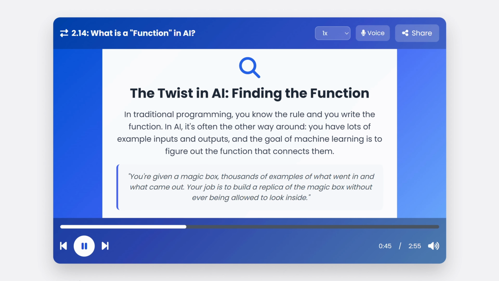Now here's the crucial twist for AI. In normal programming, you are the one who writes the rule. You build the function, but in machine learning, we flip that around. We often have thousands of examples of inputs and their correct outputs, but we don't know the rule that connects them. The entire goal of machine learning is to get the computer to learn that function for us.